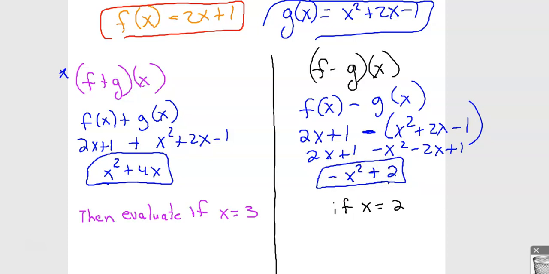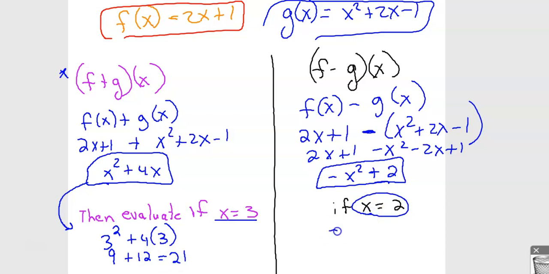Now, finally, if it says then evaluate if x equals 3, I didn't quite finish this problem. So if you go back and say x equals 3, then you can actually substitute it in. Then evaluate it. Likewise here, if I said x equals 2, then I can evaluate it. Get it that way.